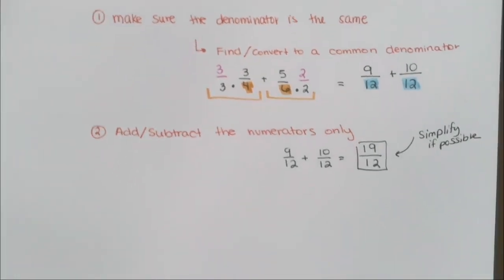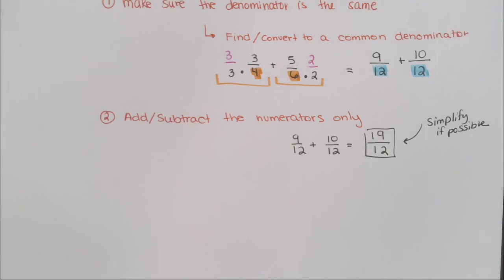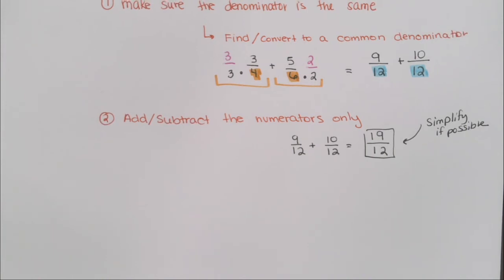Simplify if possible. So if you can, just like we saw in the previous example, we were able to simplify 12 eighths. So we just simplified it. So that's how you add and subtract. Find the common denominator, make the denominator the same, add, subtract.